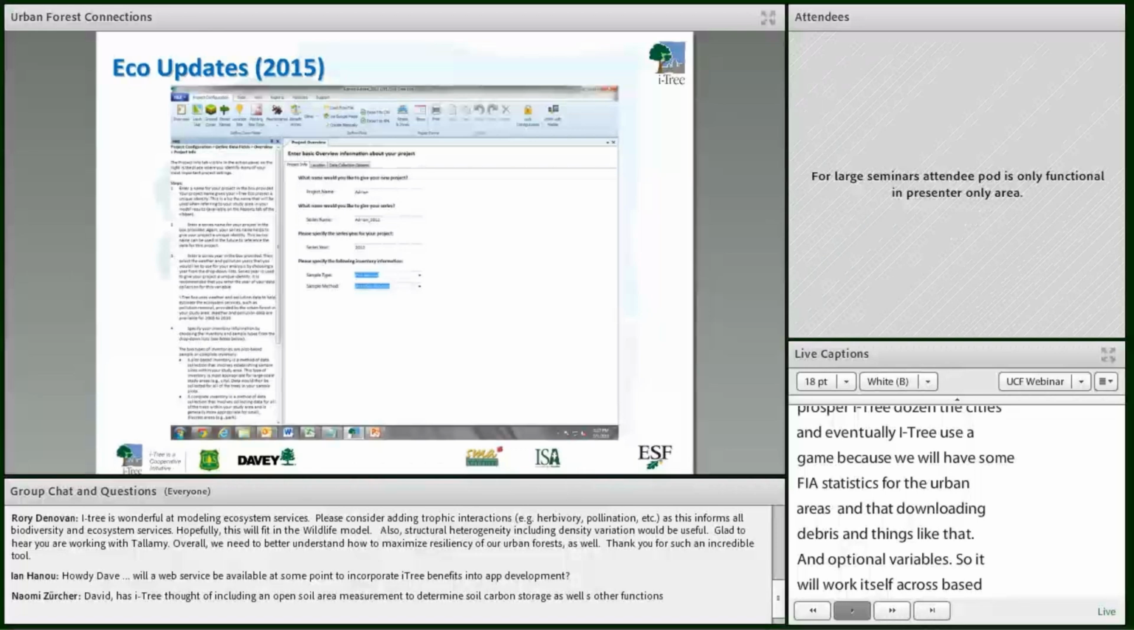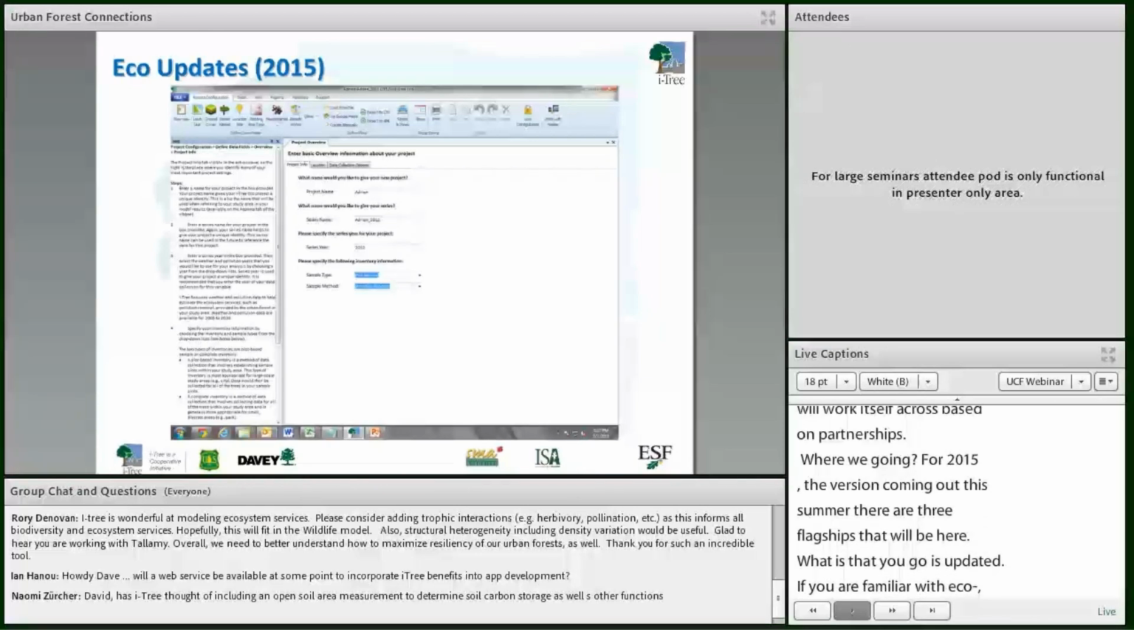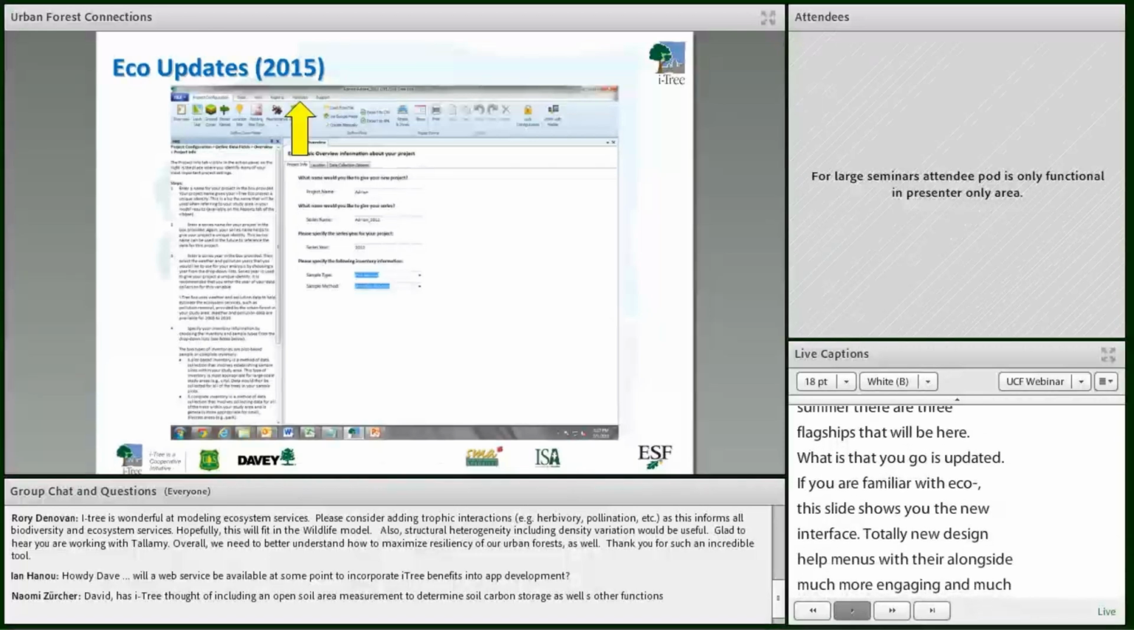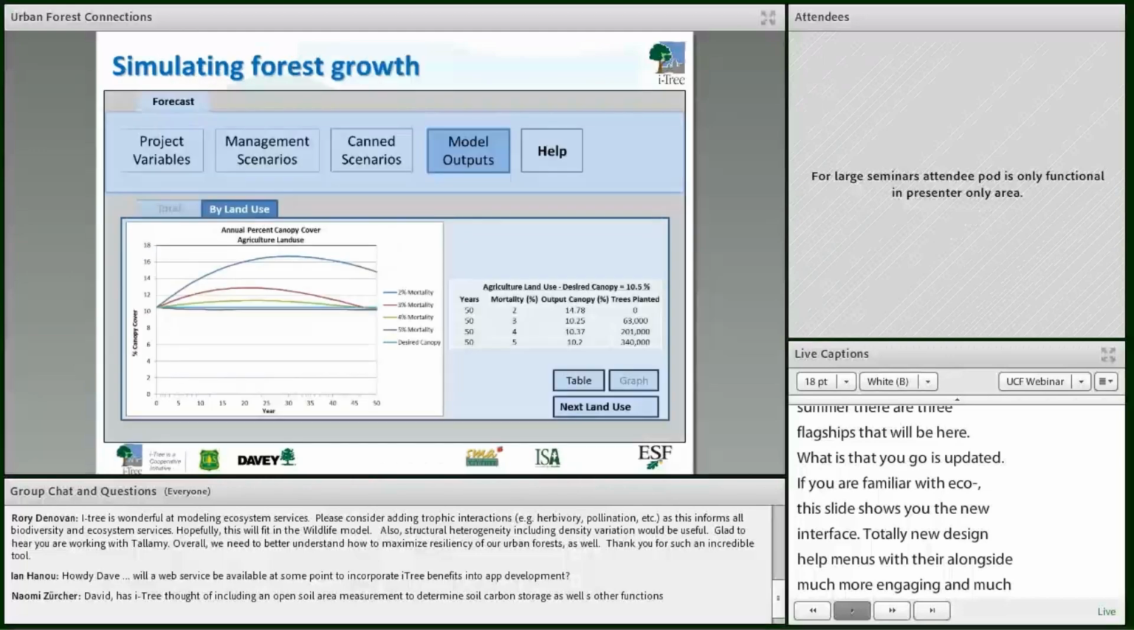Okay, where are we going? For 2015, the version coming out this summer, there are 3 probably flagships that are going to be in here. One is ECO is updated. If you're familiar with ECO, this slide shows you the new interface. Totally new design, help menus right there alongside, much more engaging, much more modern interface. What's new is where the arrow there is forecast. This is what we just talked about a little bit earlier.